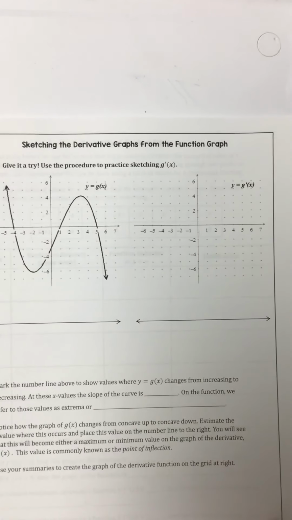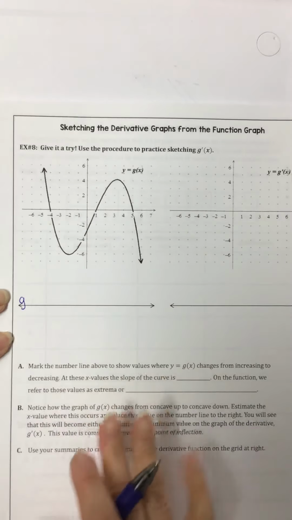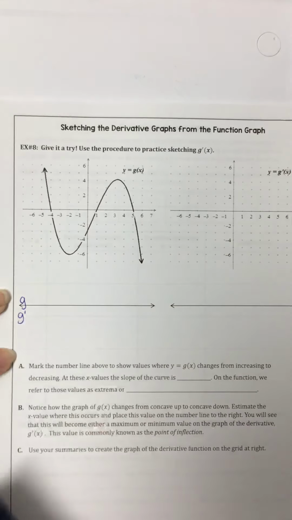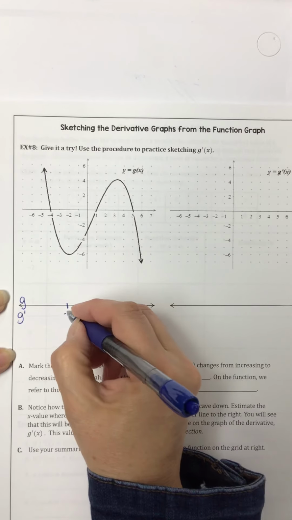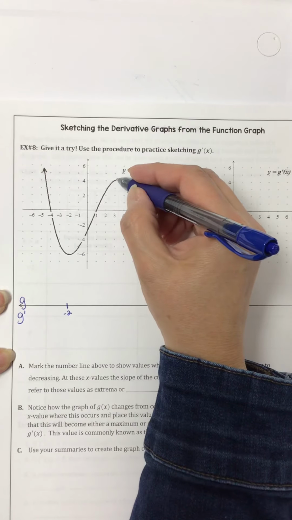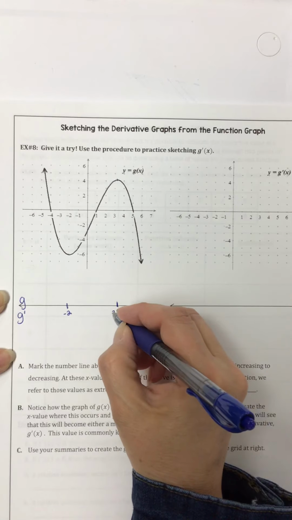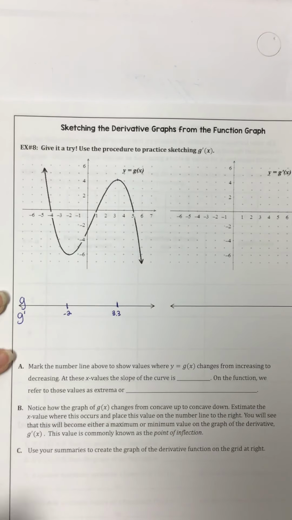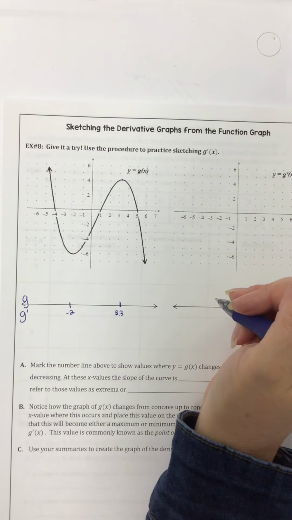So let's do one. So here, we are going to talk about G and what's happening at G prime. So as we go across here, there's something here at 2, negative 2, right? And then there's for sure something around here, that's a little past 3, so I don't know, 3.2, 3.3, something like that. So on our number line, we're going to look at that.